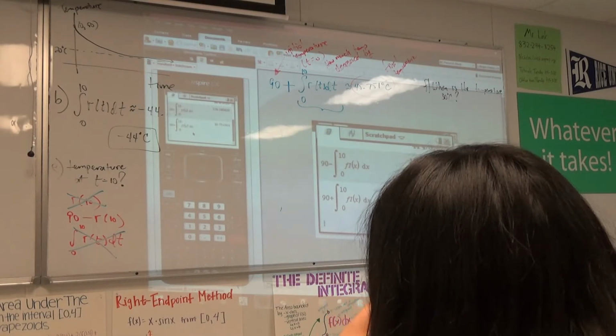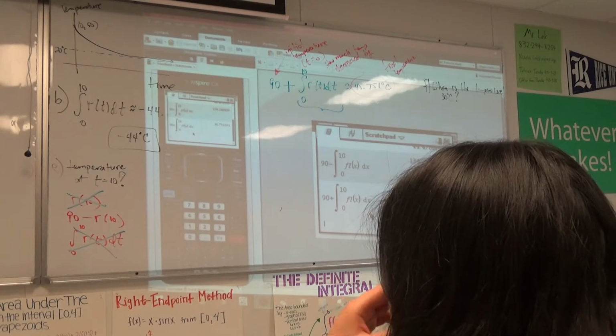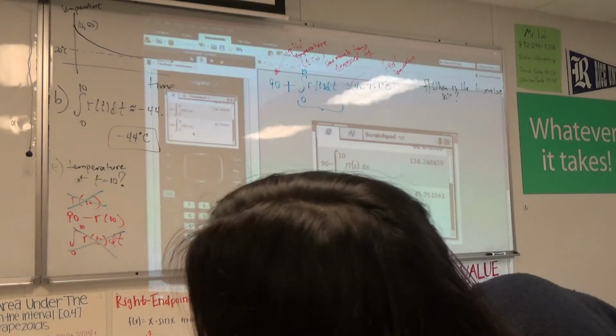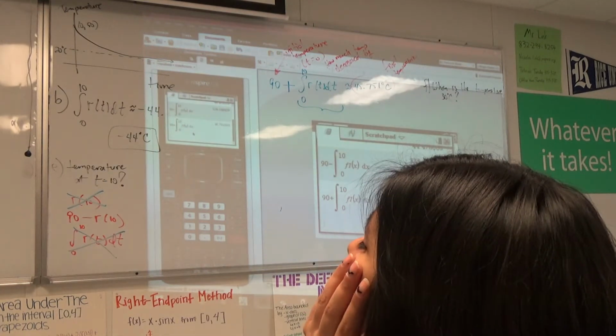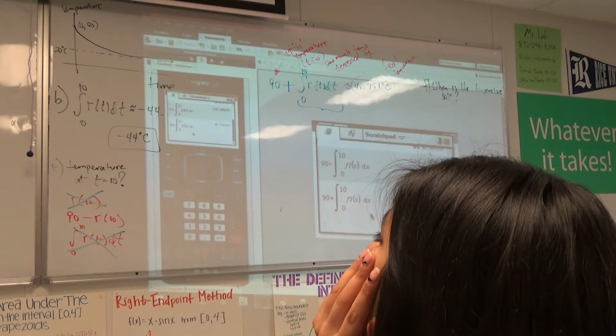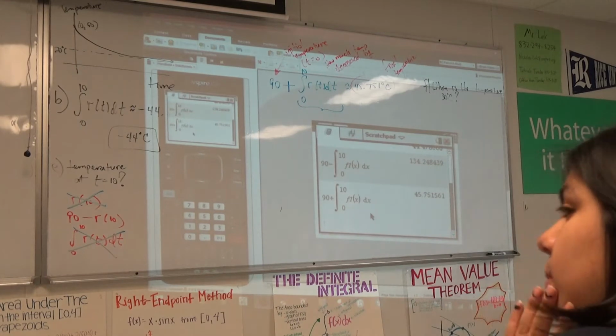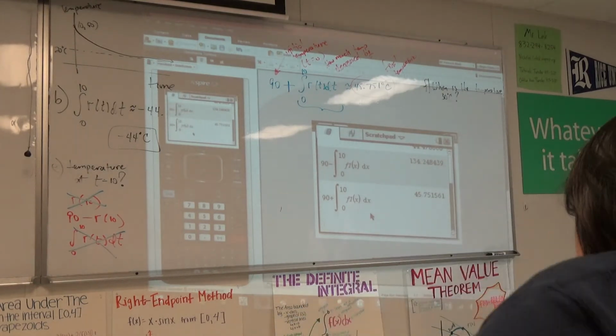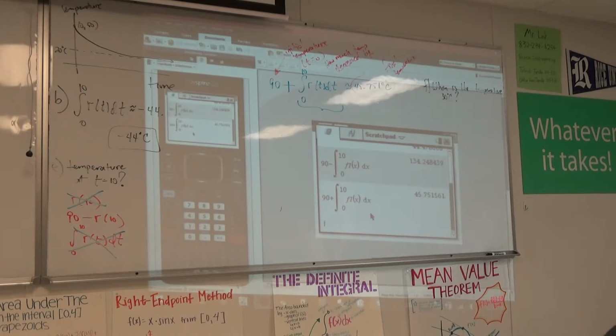Okay, so here are some of the things I've seen so far. I've seen the definite integral from 0 to 10 of R of t dt is equal to 30 degrees Celsius. I've seen the integral from 0 to t of R of t dt is equal to 30 degrees Celsius. Neither one of those is right. Somebody tell me why. Take one of them. What's wrong? I'll take anything from anybody. Melissa, what do you think?